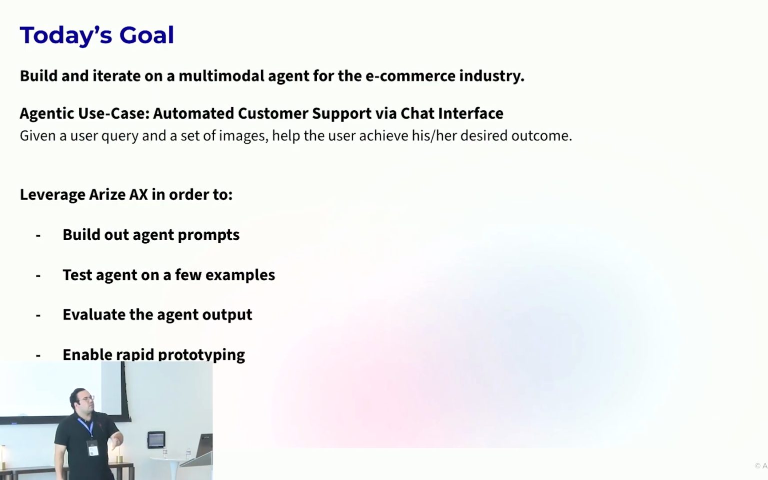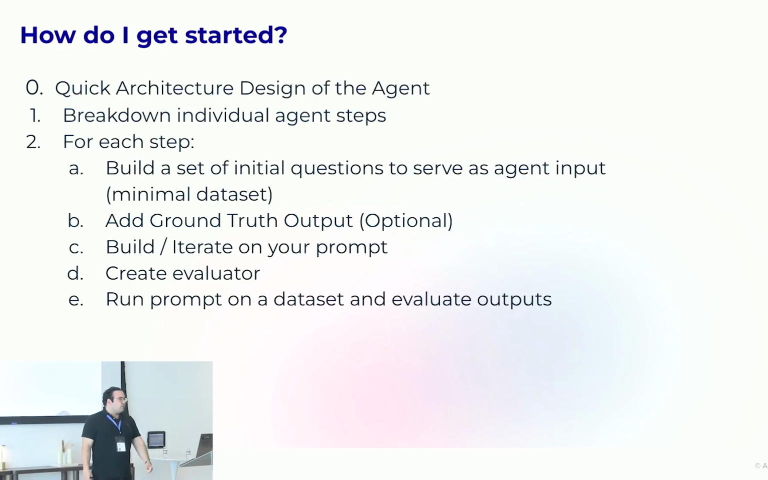Let's say a user is logged into Amazon or some other website, asks a question, and then maybe uploads a set of images to make it multimodal. Then the agent needs to help the user achieve their desired outcome. So we're going to leverage Arize AX to build out this prompt from scratch, test the agent on a few examples, evaluate the output, and then have a set of foundations so that you can do rapid prototyping on this agent.